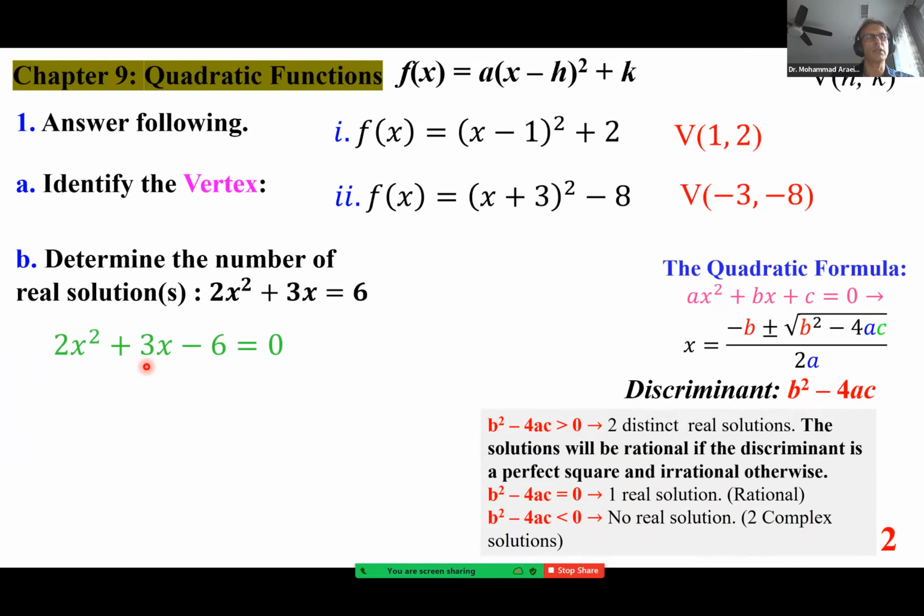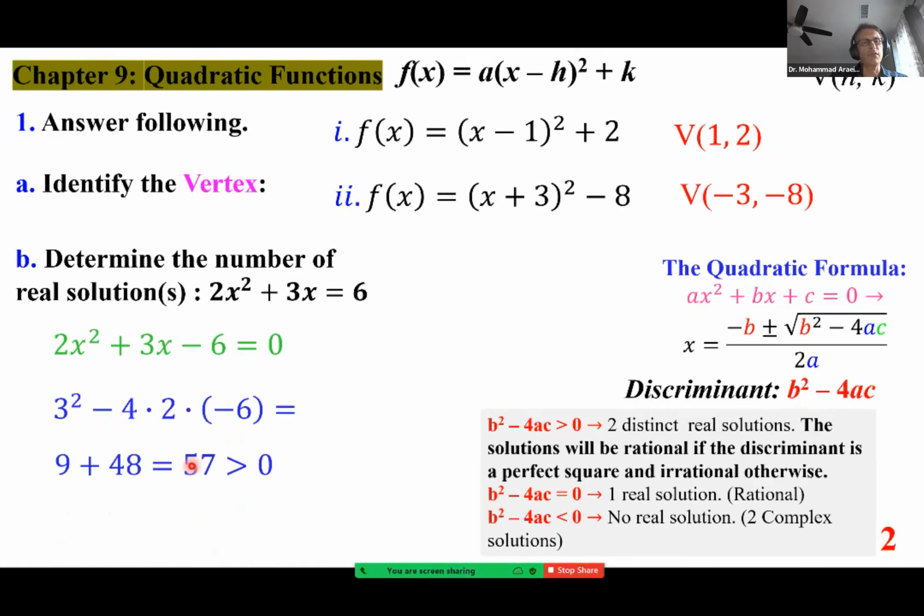Then a is 2, b is 3, and c is -6. Plug it into this formula. This is 9. This is -4 times 2, which is -8, times -6, which is positive 48. 57 is positive. There are therefore 2 real solutions.